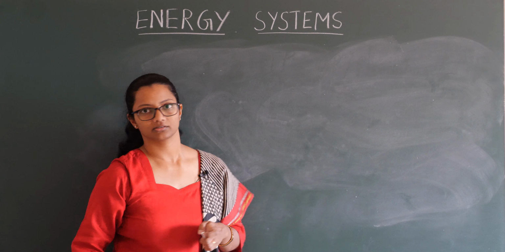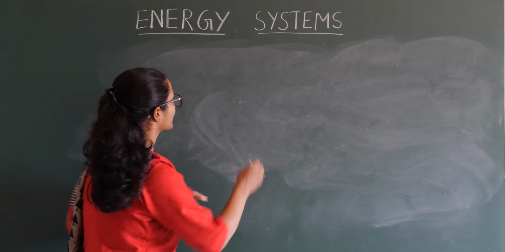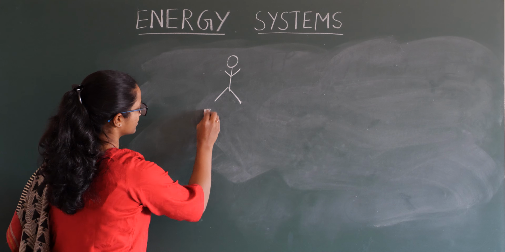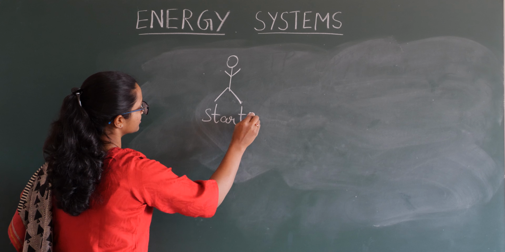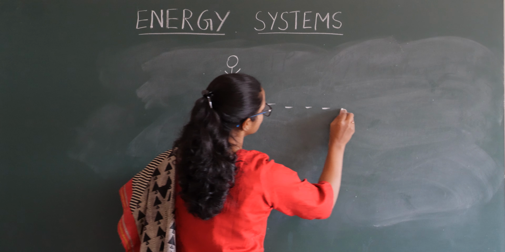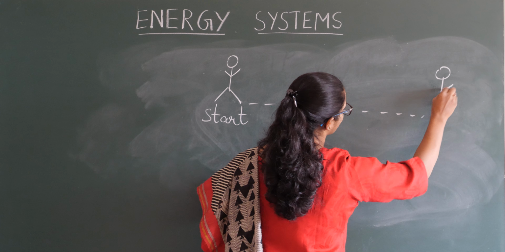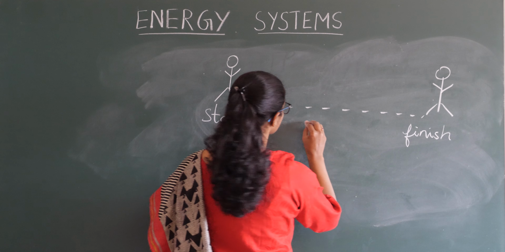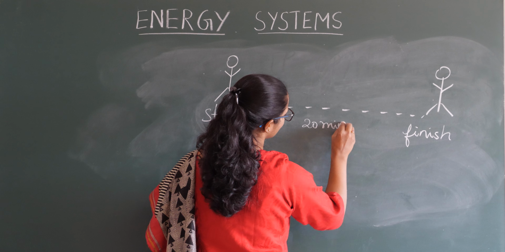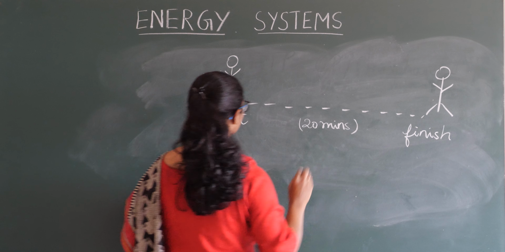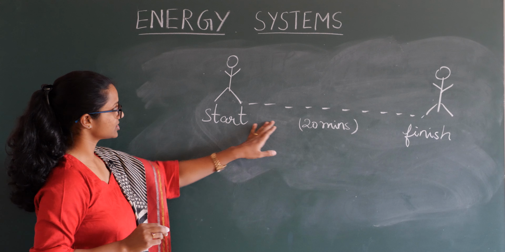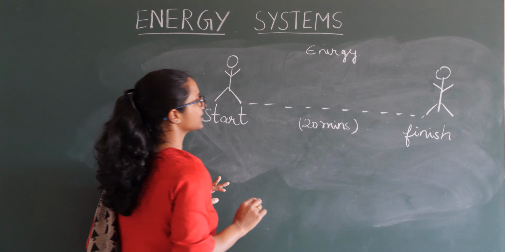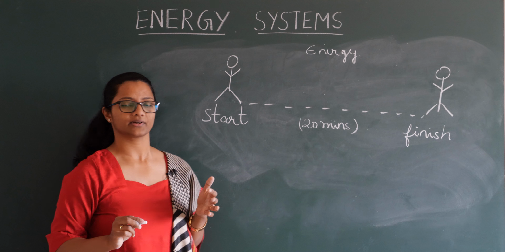Let's understand this with a simple diagram. A person is going for a walk. So this is the start and this is the finish point. The person takes around 20 minutes, say half an hour. So here the body requires energy, and the same thing can be compared to even our daily life activities.